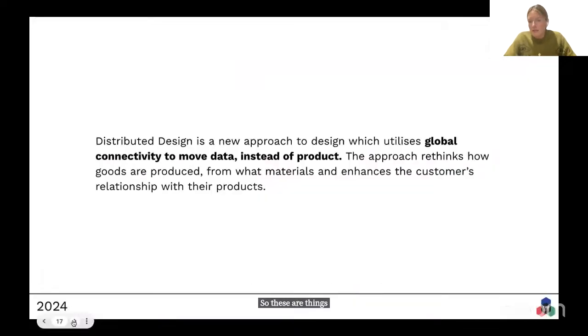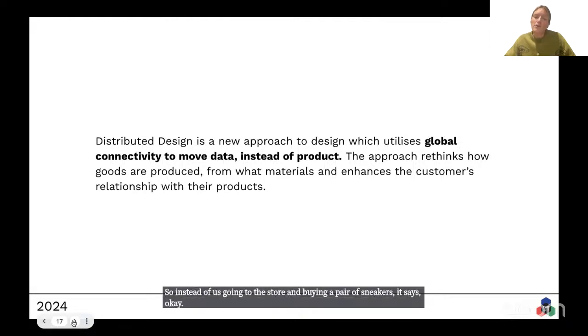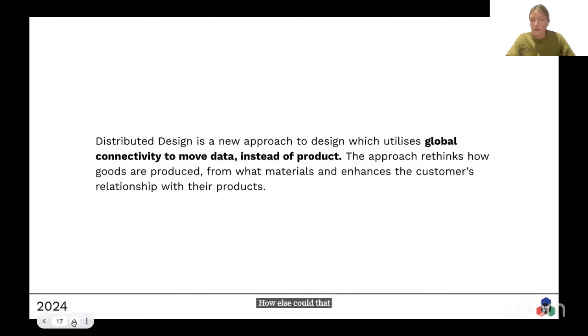So what distributed design does is it looks at this ability to have local manufacturing and global connectivity to move data instead of product, and uses this to rethink how goods might be produced, from which materials, and it also enhances the consumer's relationship with their products. So instead of us going to the store and buying a pair of sneakers, it says, okay, how else could that sneaker exist within our lives, within our production capacity, and within a local yet globally connected context?